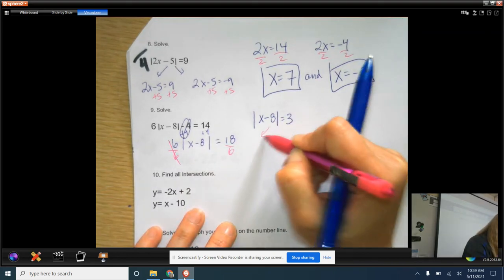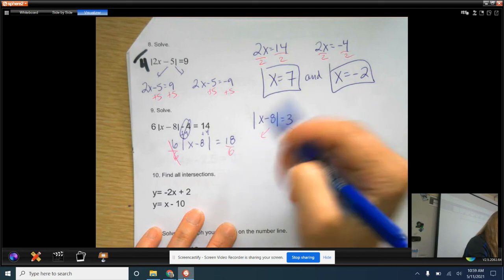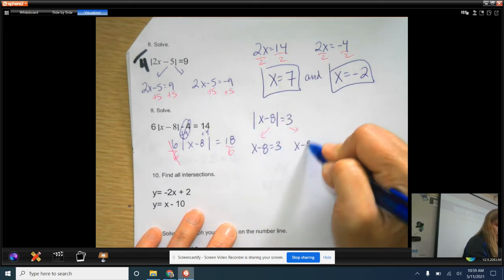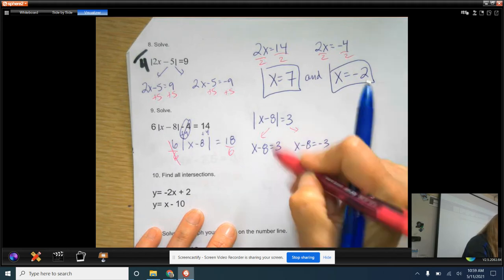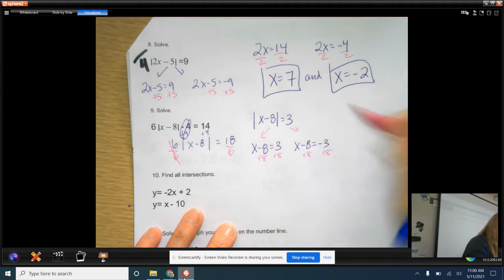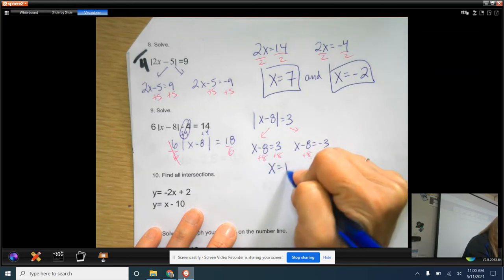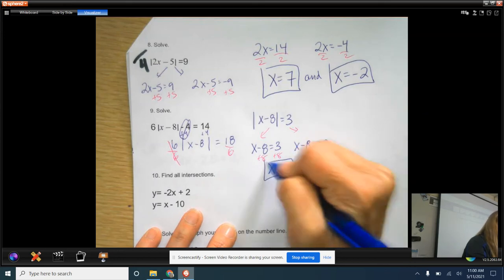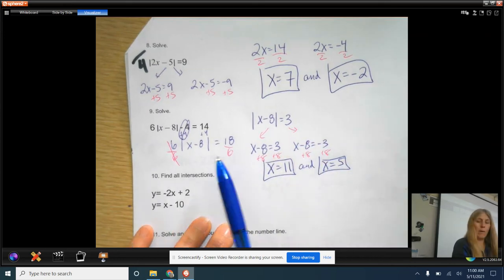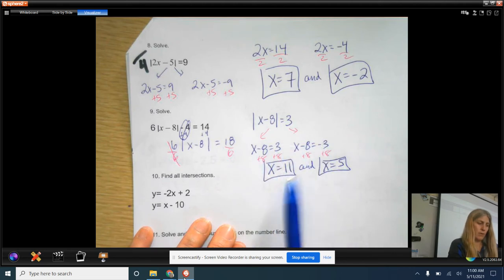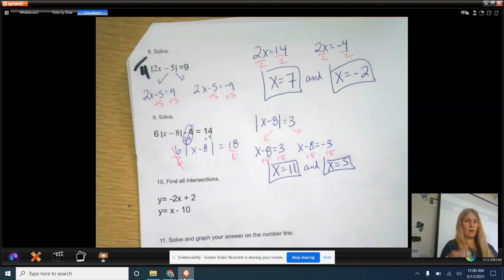We're now going to split it into 2. That's your second point. x minus 8 is equal to 3, and x minus 8 is equal to negative 3. We're going to add 8 to both sides, and we get x is equal to 11, and x is equal to 5. Okay, so point 1 for getting it to here, second point for splitting it up, third and fourth point for getting those correct, and a fifth for any work at all.